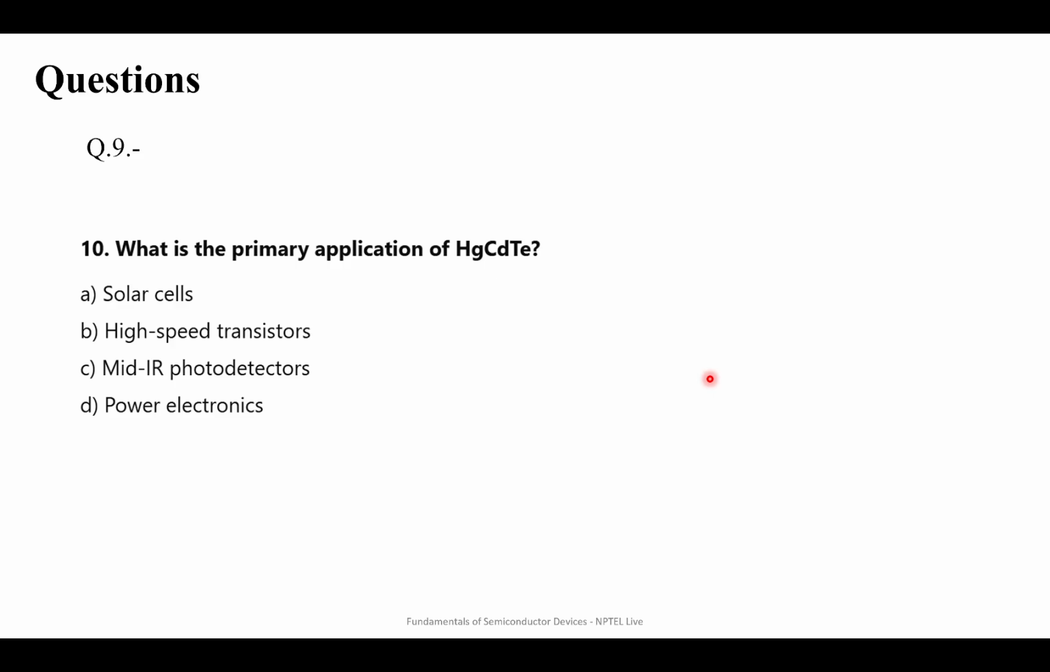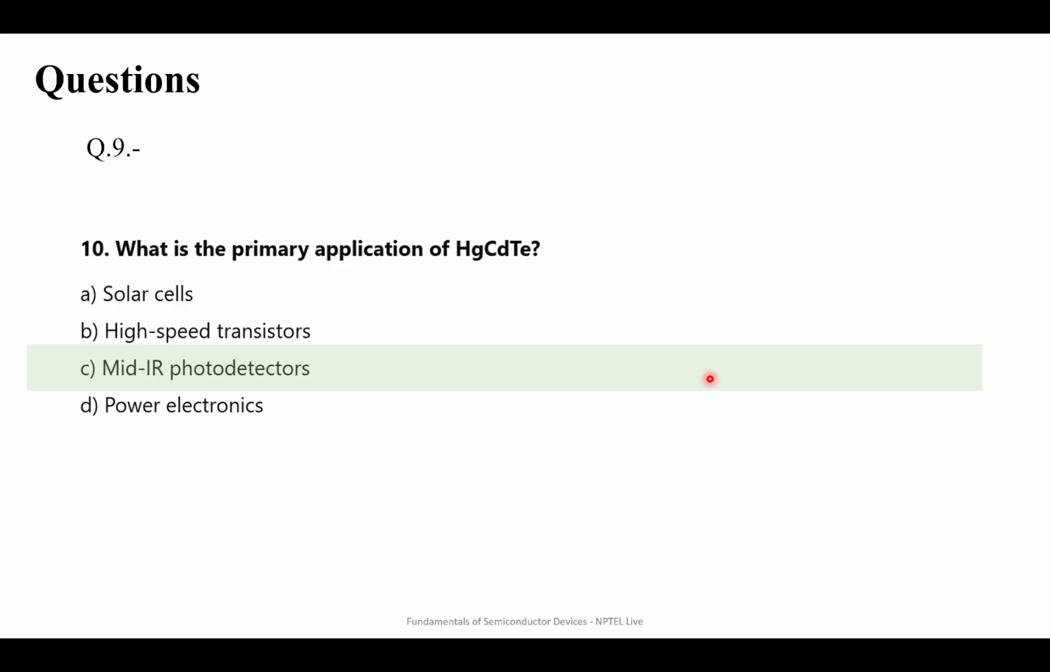What is the primary application of mercury cadmium telluride? Solar cells, high-speed transistors, mid-IR photodetectors, power electronics. I think that is mid-IR photodetector. That is correct.